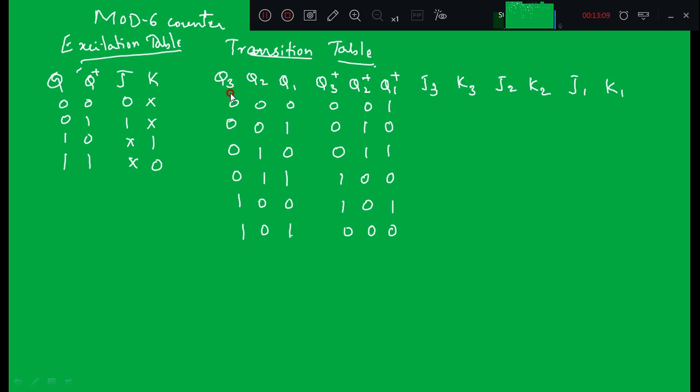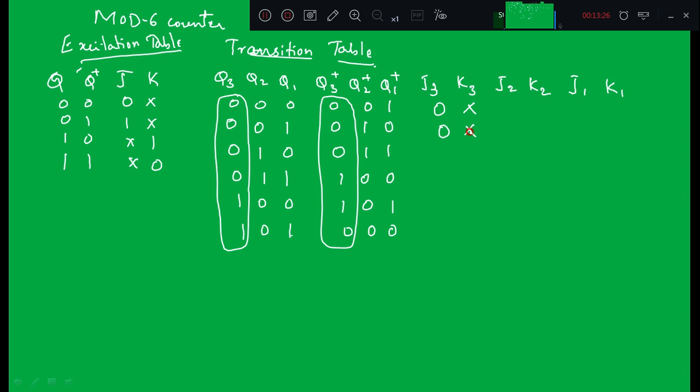So identify the first set of inputs, that is previous value Q3, and the next state value Q3 plus. For 0 0 it is 0 don't care, for 0 0 it is 0 don't care, for 0 0 again it is 0 don't care, for 0 1 it is 1 don't care, for 1 1 don't care 0, for 1 0 it is don't care 1. Next 0 0 J2 and K2, 0 0 0 don't care, 0 1 1 don't care, 1 0 don't care 1, 1 1 don't care 0.